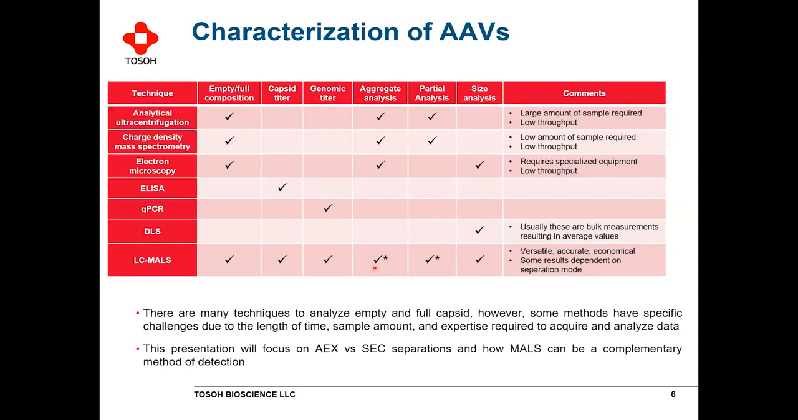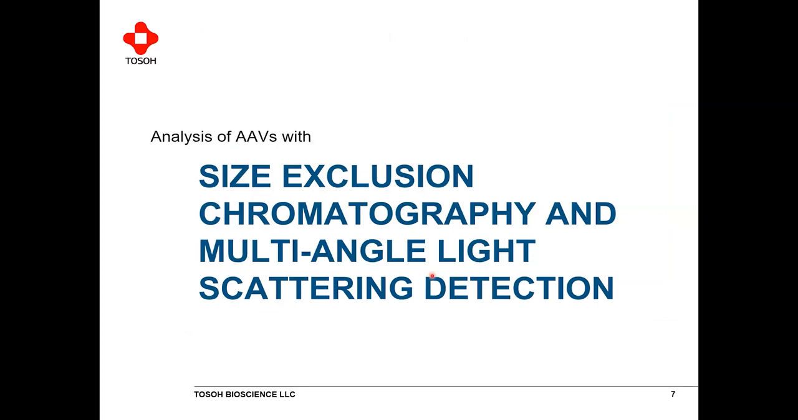I put a couple asterisks right here and here. Your ability to get aggregate and partial analysis very much depends on your mode of chromatography as to whether you get that type of separation or not. So there's definitely quite a few options, but we're excited to give you a little bit more on the LC MALS in this presentation. And so going directly into SEC, or size exclusion chromatography, coupled with MALS, multi-angle light scattering detection.